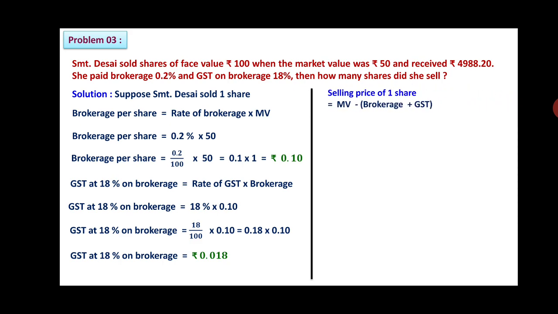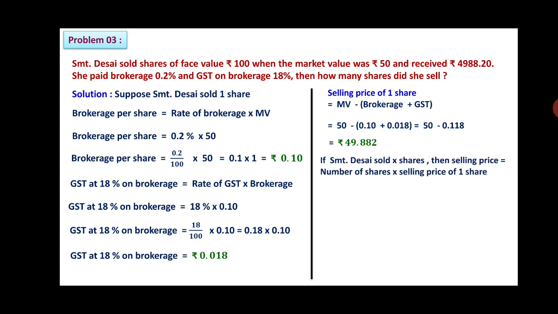Friends, now the selling price of one share is equal to market value minus brokerage plus GST. Therefore 50 minus, in brackets, brokerage 0.1 plus GST 0.018. So it will be 50 minus 0.118, which will be equal to rupees 49.882.